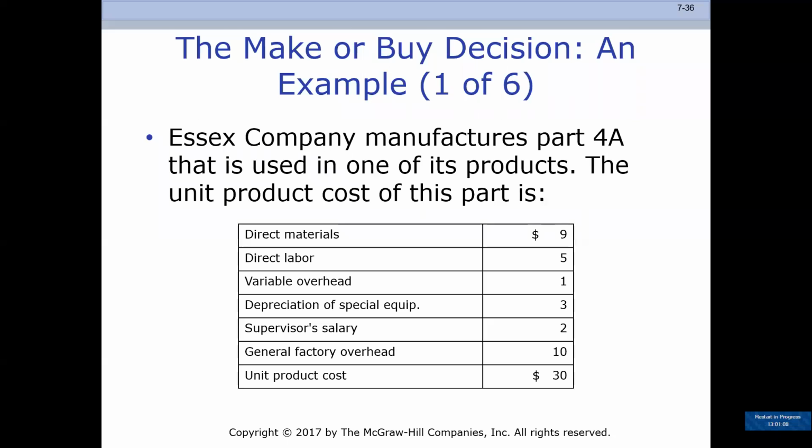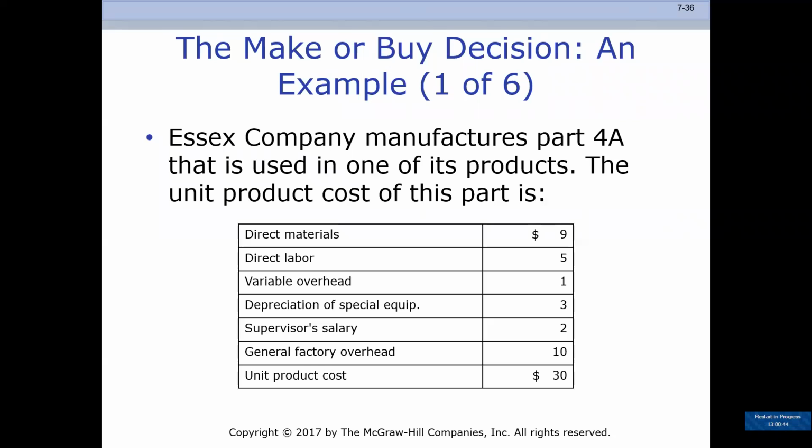Any problems with that analysis? Looks pretty good. It adds up to 30. How can you criticize that, right? Are some of those costs fixed? Yeah. Depreciation is probably fixed. Supervisor's salary is fixed. General factory overhead is probably fixed.